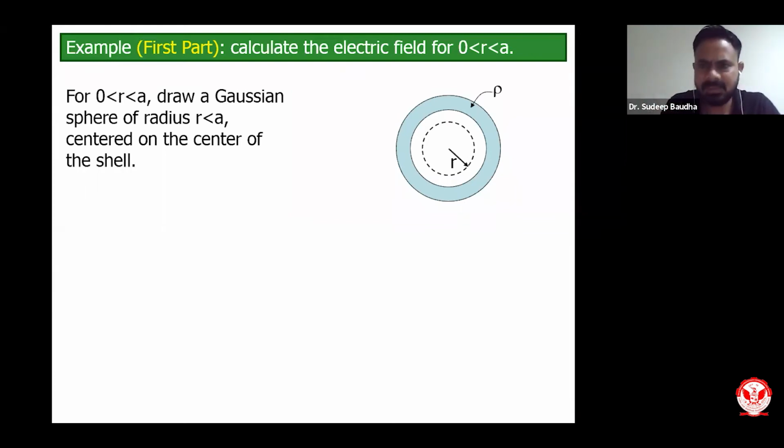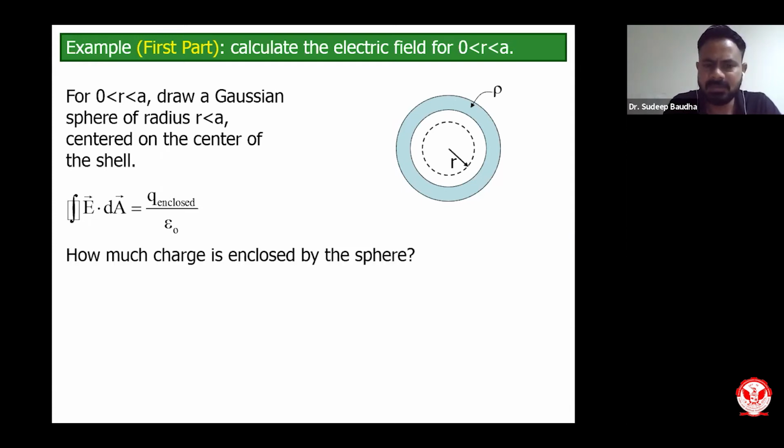And I have selected this as a Gaussian sphere. You can write it as net flux will be equivalent to Q enclosed upon epsilon naught. So let us see what it is. How much charge is enclosed by the sphere? That is 0, because inside the sphere there is 0 charge. Charge will be only on the sphere, as you can see in the diagram also. The volume charge density is for the sphere. Inside it, it is going to be 0. So Q enclosed is 0.